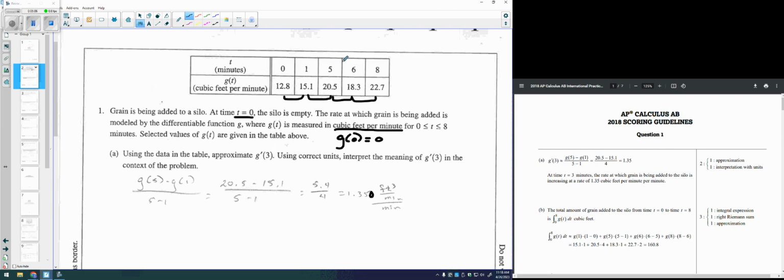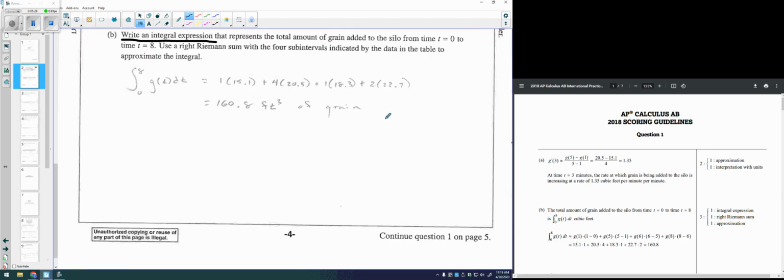Next interval. The distance between 5 and 1 is the width of my rectangle. The height of my rectangle comes from the right-hand side of that interval. So it should be 4 times 20.5. The width of this rectangle is 1, and the height is 18.3. The width of this rectangle is 2. The height is 22.7. And my calculation looks like that. Using correct units, it's 160.8 cubic feet.